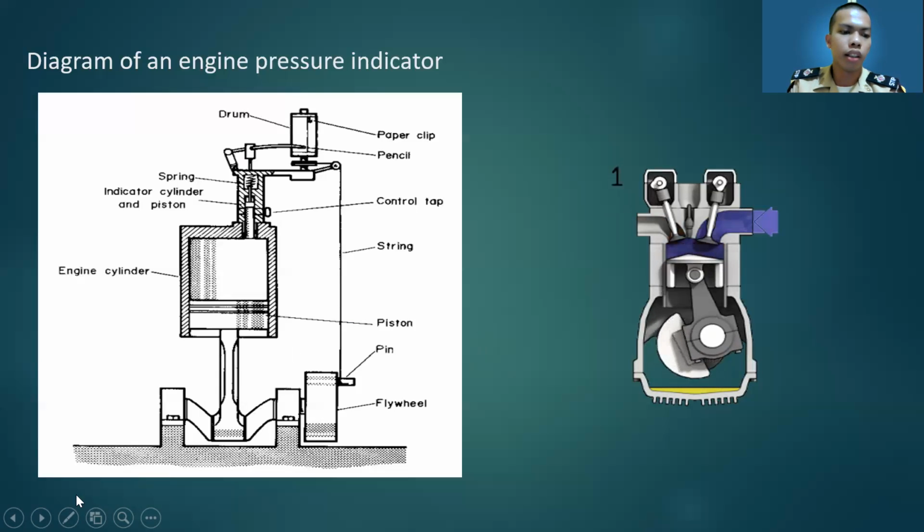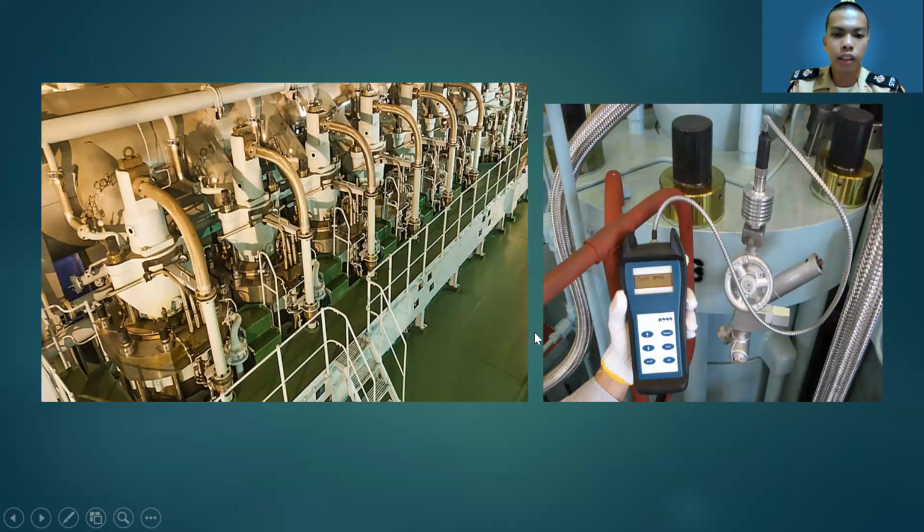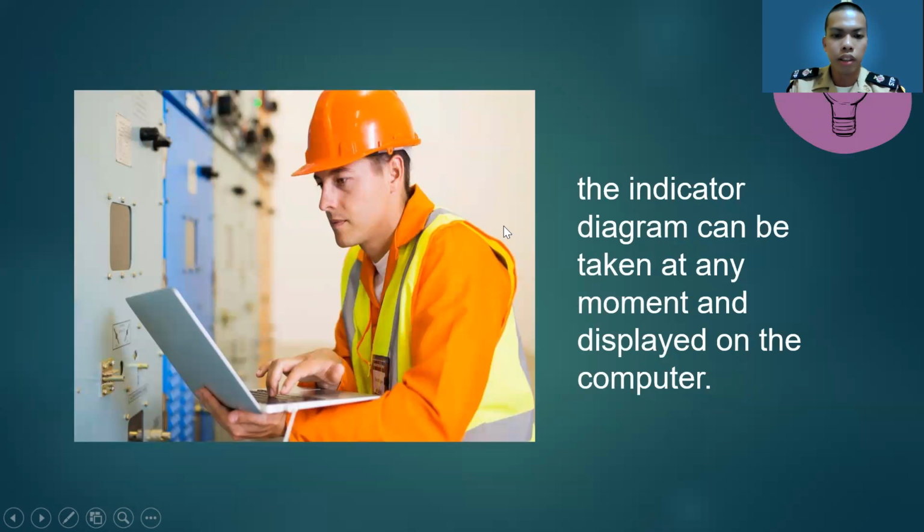In the earliest days, the indicator diagram was taken with the help of a mechanical indicator, which was to be fitted on top of the indicator cock. But nowadays, a digital pressure indicator instrument is used, which is a compact handheld unit.